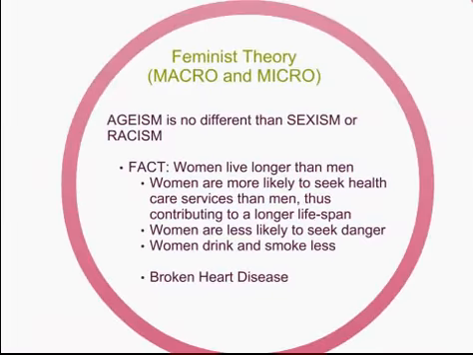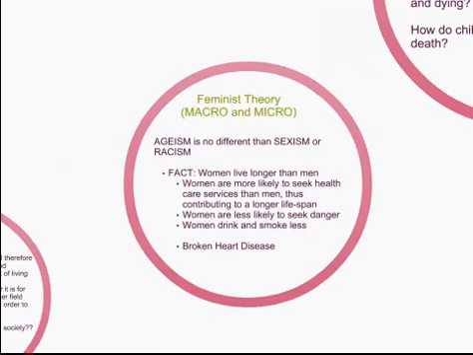Now we also want to take a look at feminist theory. Now feminist theory we can use at the macro and micro level. And feminist theory asserts to us that ageism is really no different than the other isms in our society. Here we have the examples of sexism or racism. So another fact here: women live longer than men. Now we know that at the aggregate level, it may not be the case in your own personal life that has happened in your family. However, at the aggregate level, women tend to live to the age of 80 and a half, where men tend to live to the age of 75.